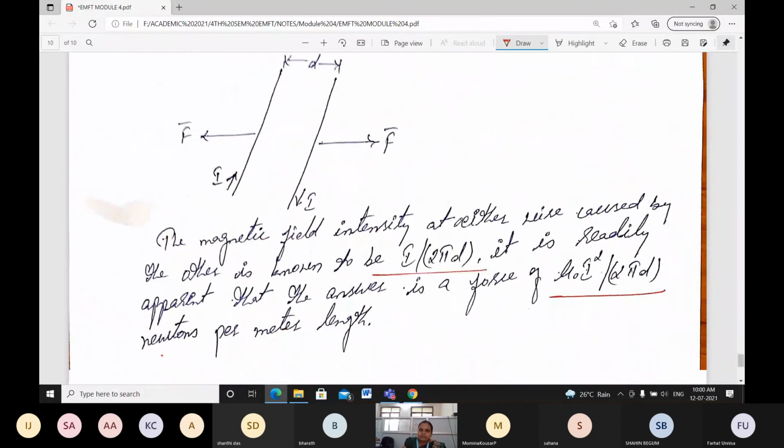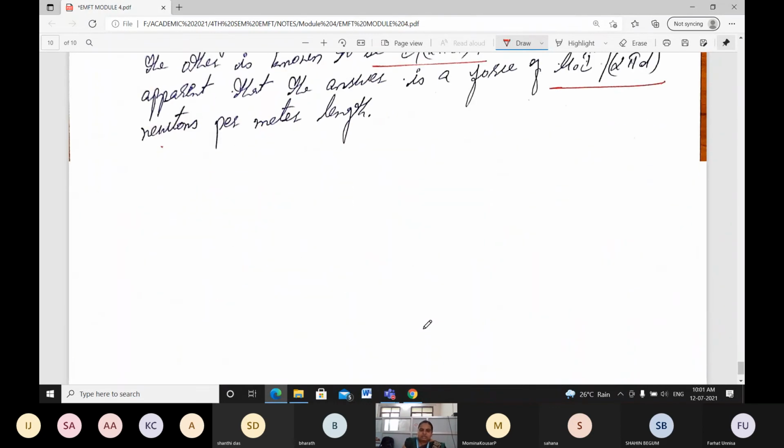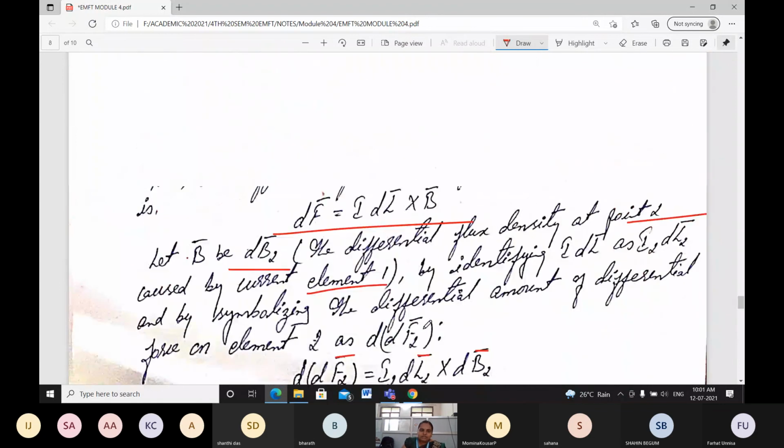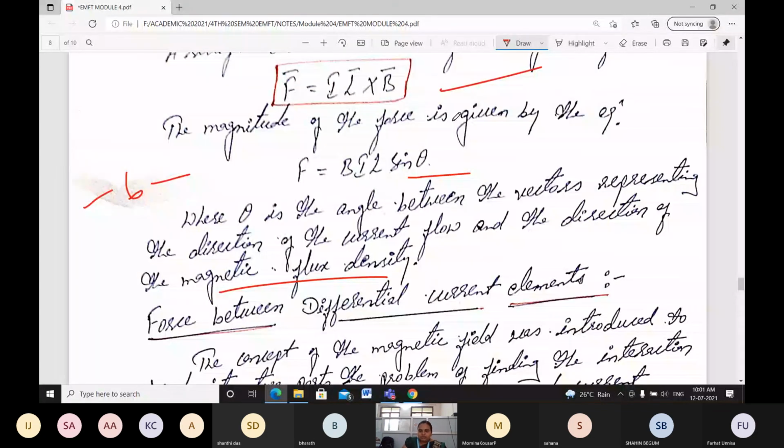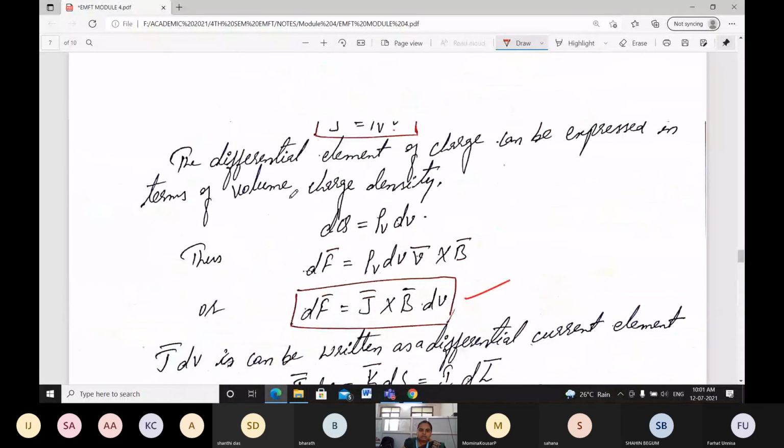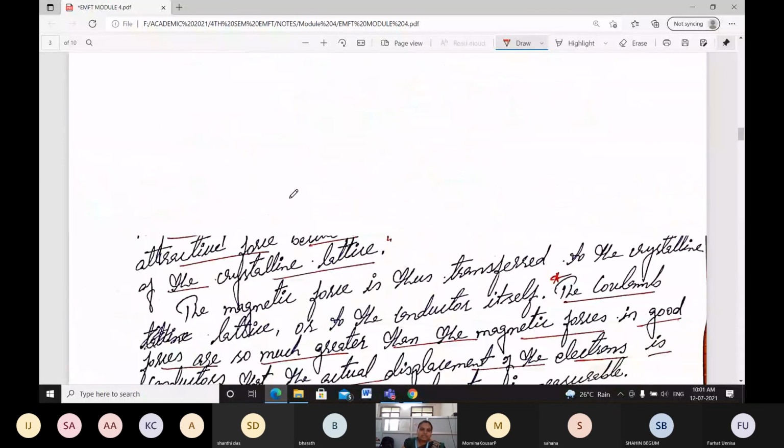Then the magnetic field intensity at either wire caused by the other is known to be I divided by 2 pi d. This is what the magnetic field intensity is, and it is readily apparent that the force is going to be mu naught I square divided by 2 pi d in newtons per meter length. This is what we have about the differential current element in terms of force. These three topics are based on our magnetic force.